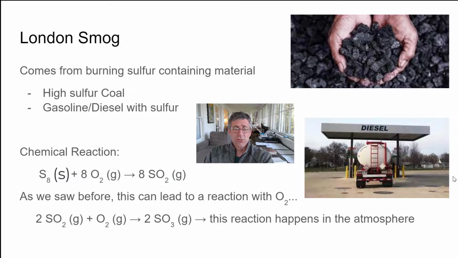London smog generally comes from burning sulfur-containing materials. If we burn coal that's high in sulfur, or diesel that's high in sulfur, we get these chemical reactions. I've shown you these before, but let me remind you. Sulfur in its solid form is going to be an octet, S8. I'm going to combine that with O2. I'm burning this, and that's going to generate SO2 molecules.